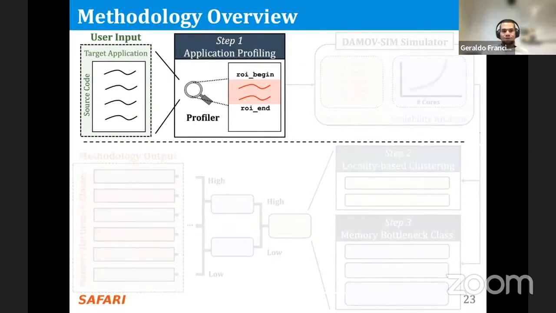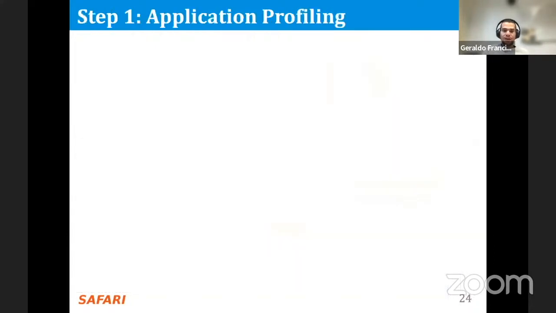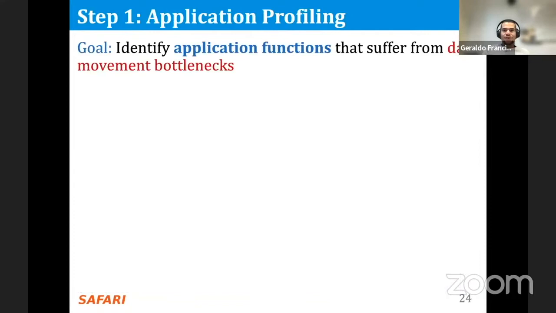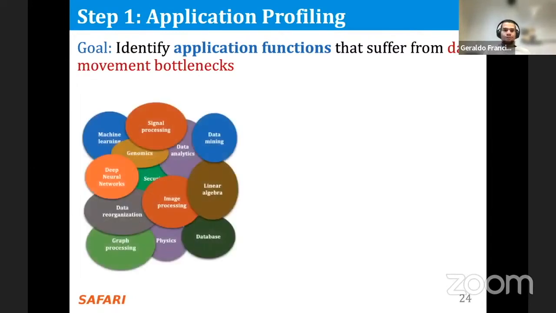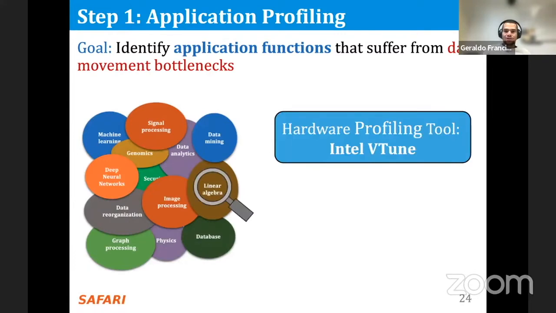So next, we are going to see each one of these steps in detail, starting with step 1. The goal of the first step is to identify functions in the application that suffer from memory bottlenecks. This step is more like a filtering for us to guide step 2 and step 3. To profile the applications and identify functions that suffer from data movement bottlenecks, we leverage hardware profiling tools, and in this work specifically, we use the Intel vTune tool to identify memory-bound functions.